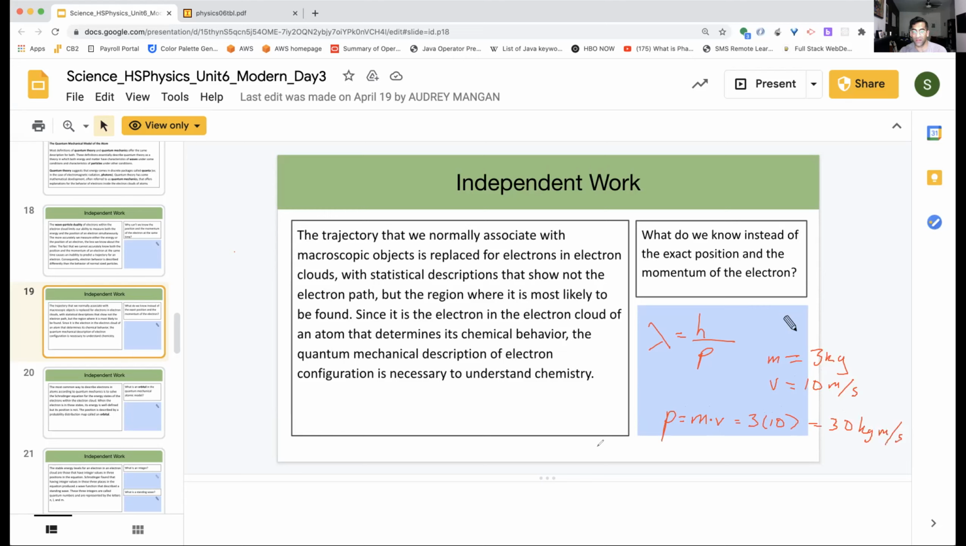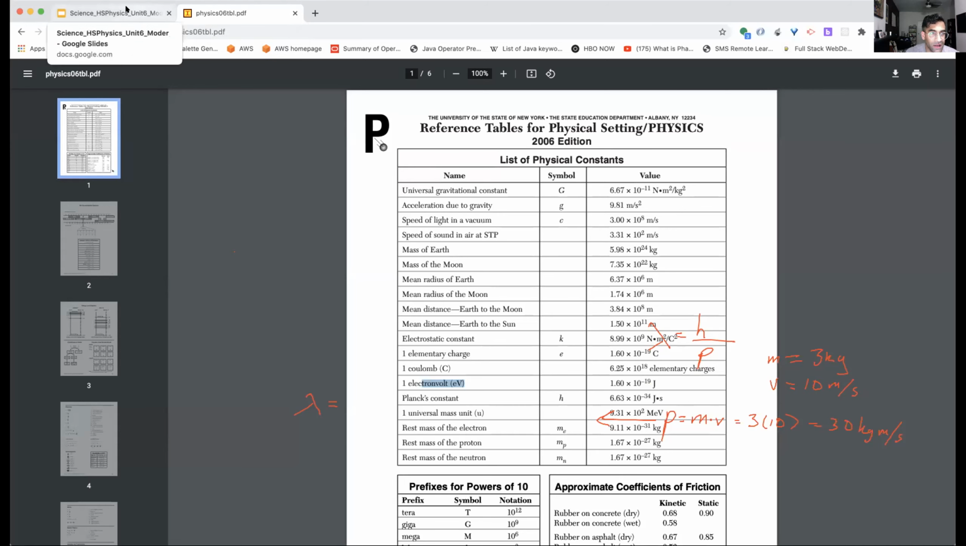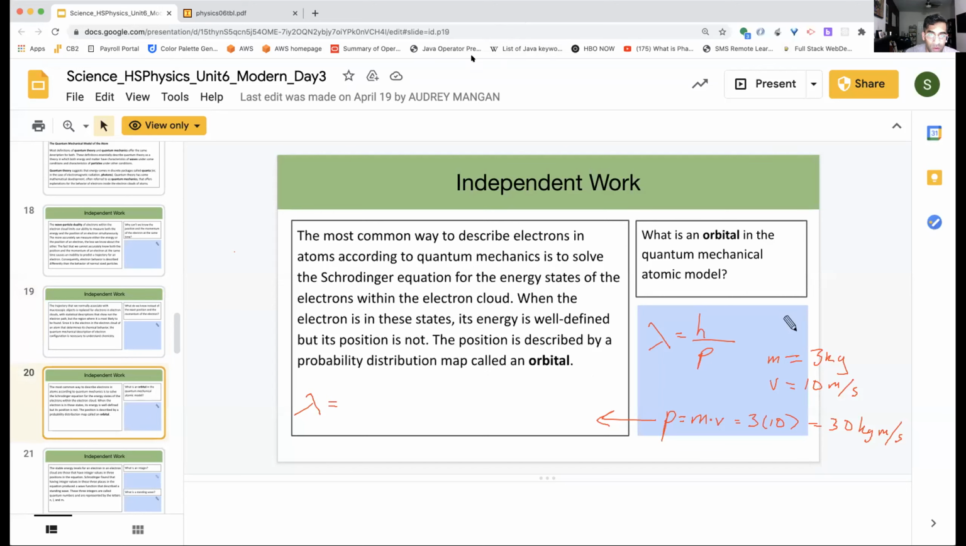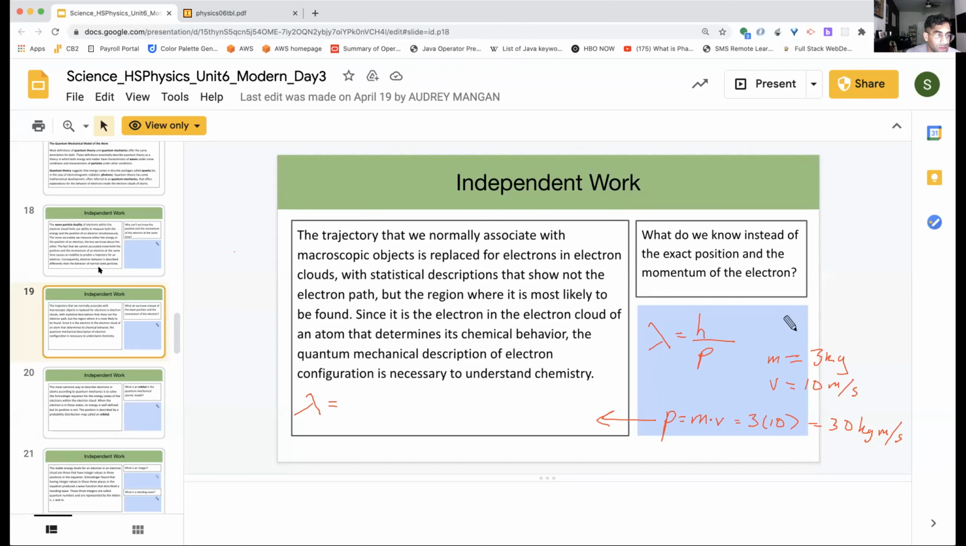Now, in order to calculate its wavelength, I'm going to do it over here. Its wavelength has to be equal to Planck's constant divided by 30. Again, Planck's constant is 6.63 times 10 to the negative 34th joule seconds, so I'm going to put that number on top, and divide that by 30 kilogram meters per second. The wavelength that this bowling ball emits will be the quotient when I divide these two things.